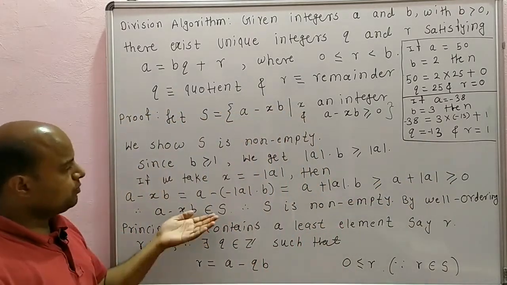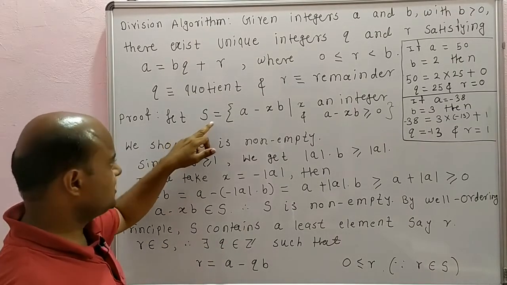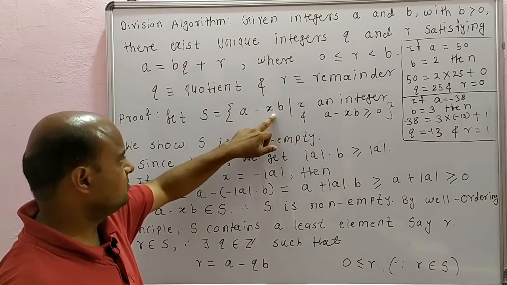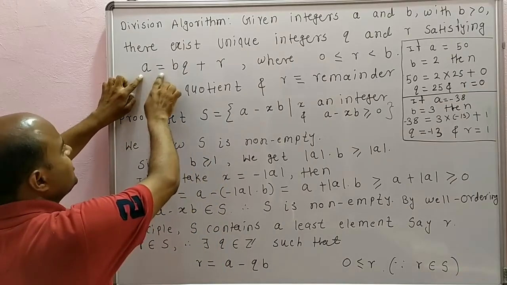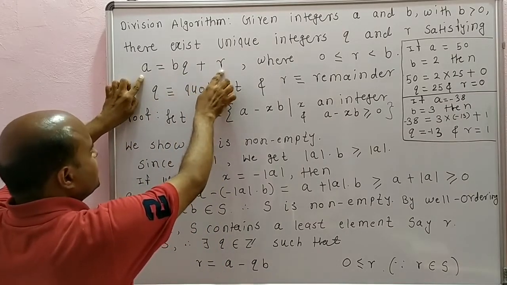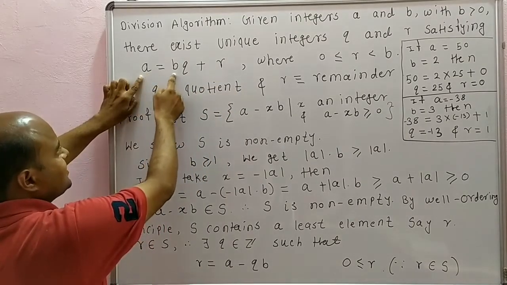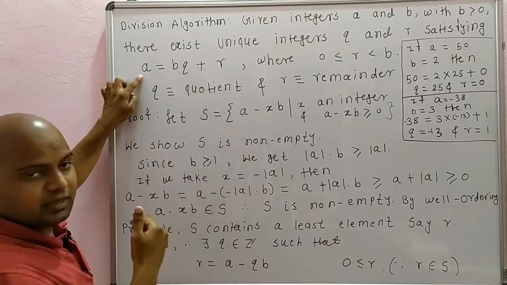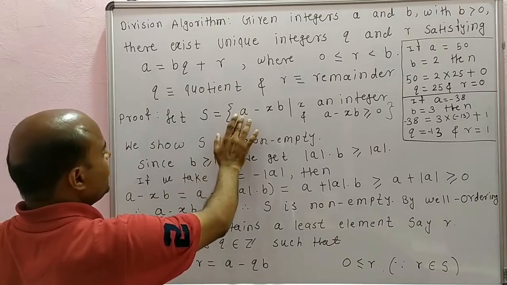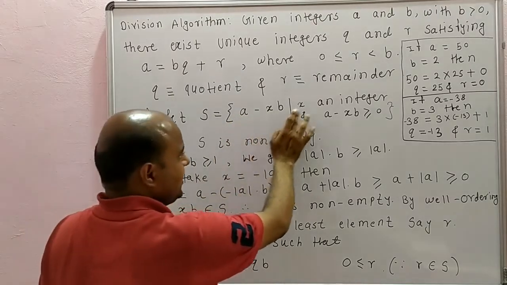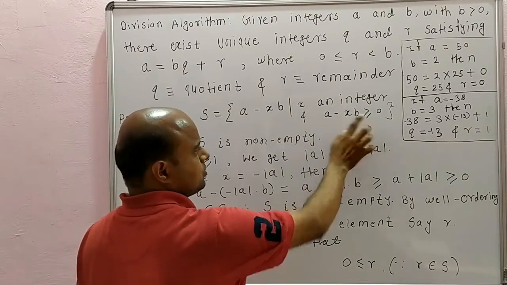So now we will prove division algorithm. Firstly, let S be the set of A minus XB. From where have we obtained this A minus XB? See here, A is equal to BQ plus R. Just take the value of R. What will be the value of R? A minus BQ, and Q is what? An integer. So take this set only. S is the set of all A minus XB such that X is an integer and A minus XB is greater than or equal to 0.